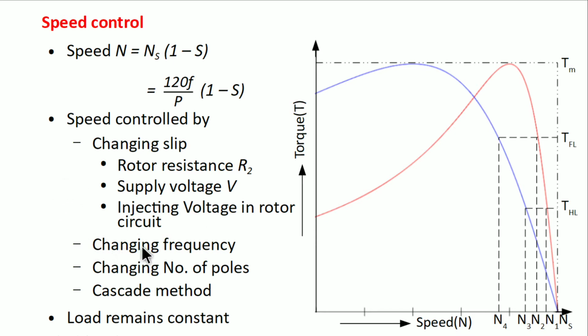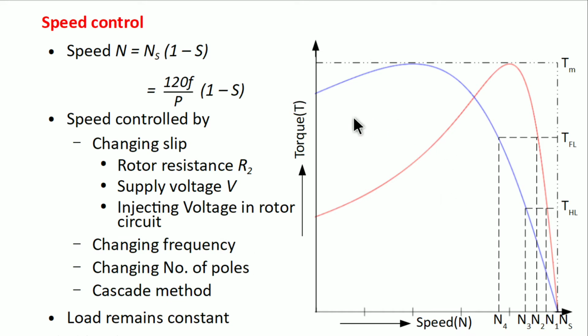Other method is by changing frequency, we have already seen, and by changing the number of poles we can change the speed. Then there is another method, the cascade method of speed control. In speed control we will remember that we are changing the speed of the motor by keeping the load constant. Load we are not changing, but the speed is changing with load. That is not a speed control method. Speed control method is that the load should remain the same and we can have different speeds of the motor.